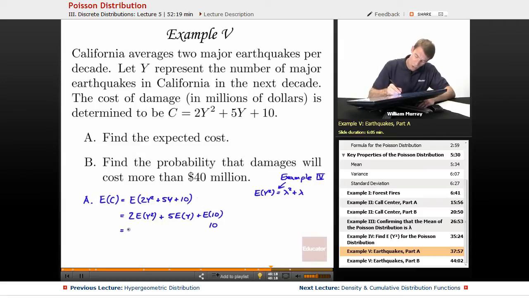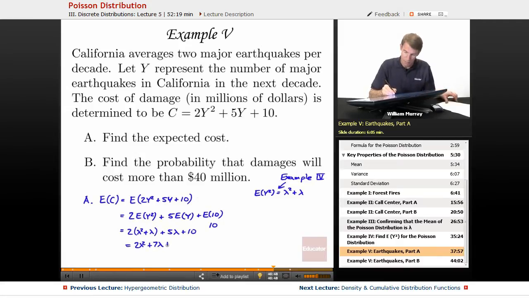So this is 2 times lambda squared plus lambda plus 5 times the expected value of y. Now, since this is a Poisson distribution, that's 5 times lambda plus 10. And so this is 2 lambda squared plus 2 lambda plus 5 lambda is 7 lambda. Plus 7 lambda plus 10.